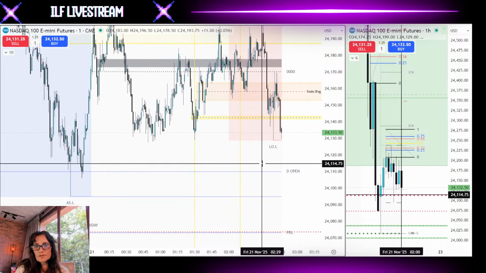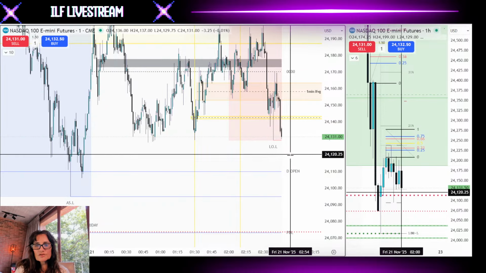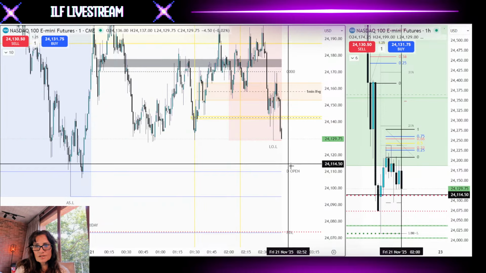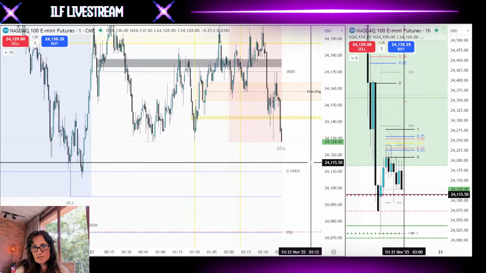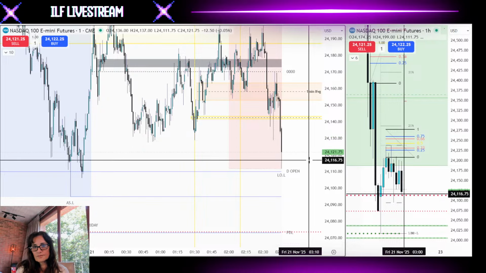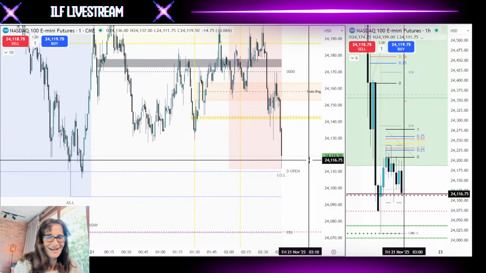There we go. I'm not interested in it right now because I don't like the price action. But yeah, I would just take it up to here. Ooh, there you go. Boom. Yeah, that's it. I wouldn't be interested in anything else, just to be on the safe side. Could go lower, but I wouldn't take the risk.